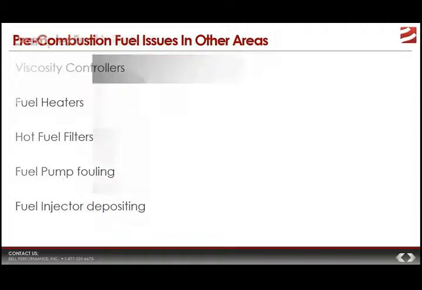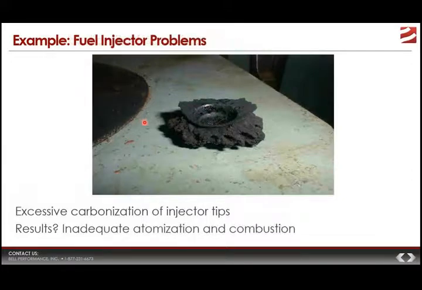So here you can see an example of a fuel injector problem. This is a tip of a fuel injector, and if you were trying to describe this, you would say, well, that's excessive carbonization. What they might also call this, I think I've heard them call these flower deposits or starburst deposits, because you can see that they kind of resemble that. This kind of carbonization gets built up over time on these fuel injectors.